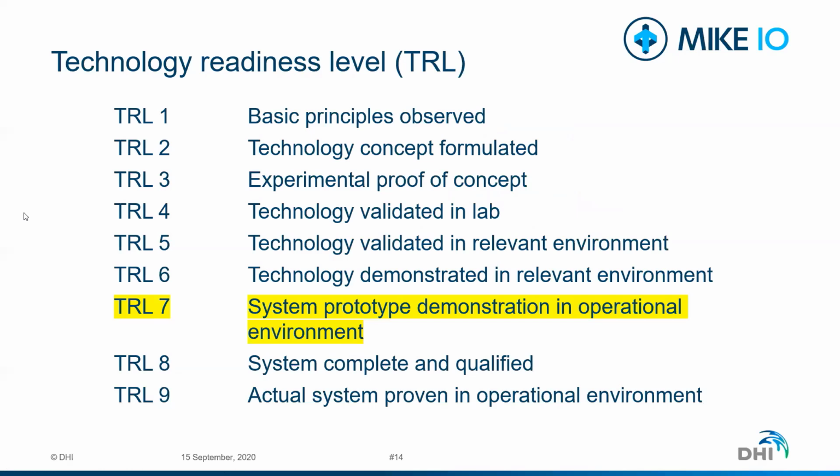MIKE IO is still a young project, but it's mature enough that we think of it as a technology readiness level of 7, so a system prototype demonstrated in the operational environment. We use it for operational services, but mostly it's used in interactive work, and there it works fine. It doesn't mean that it's finished yet, so we will still add new features and improve on the library.